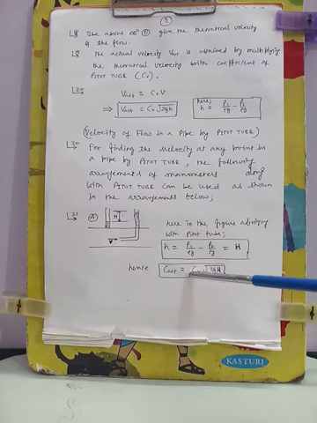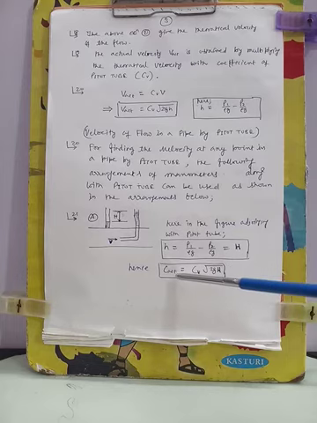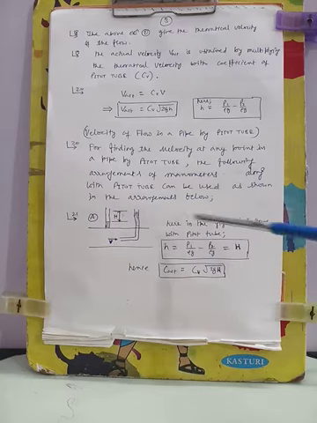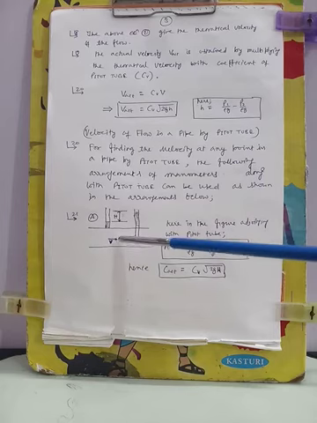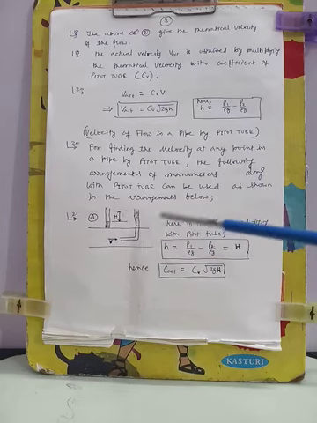Actual velocity is equal to Cv into under root 2gh. V actual is equal to Cv into under root 2gh. So by using this arrangement we can measure the velocity of flow at any point in a pipe.